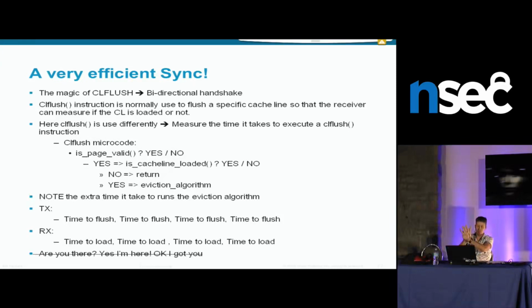There is no way that the noise on the system can generate such a pattern, because the TX is running 4 CLFLUSH instructions in a row, spread apart by 200 cycles, let's say. There is no way that another program out there will access that same cache line and flush it and load it 4 times in a row. It's almost impossible. Only the RX side can do that. So that's why it's a pretty efficient sync pattern.